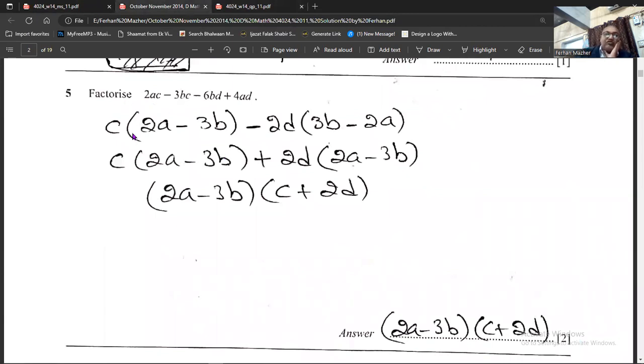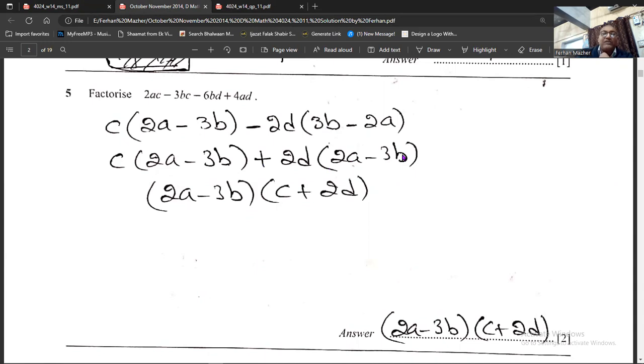So from the first two terms, I have taken the c common. So in the bracket, you will have 2a minus 3b, bracket close. From the last two terms, I will take minus 2d common. I will get 3b minus 2a. Look at these brackets, and there is a difference of sign. So I will take this negative inside. So this thing will become positive. Their order will change. The negative will become positive. The positive will become negative.